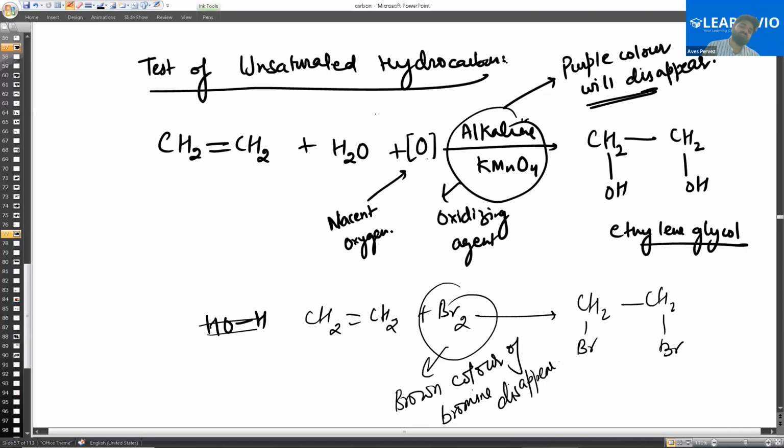So this is the bromine water test, the alkaline KMnO4 test, and another one is the combustion test. So we can test the unsaturated hydrocarbon in the following ways: unsaturated hydrocarbons burn with a sooty flame. Second, when we add alkaline KMnO4 to an unsaturated hydrocarbon, the purple color disappears. And similarly for bromine: bromine is the only non-metal which is liquid at room temperature. That's why we call it bromine water. Water indicates liquid.